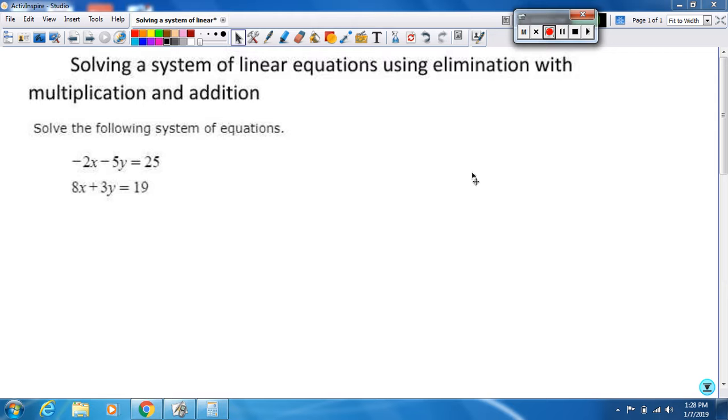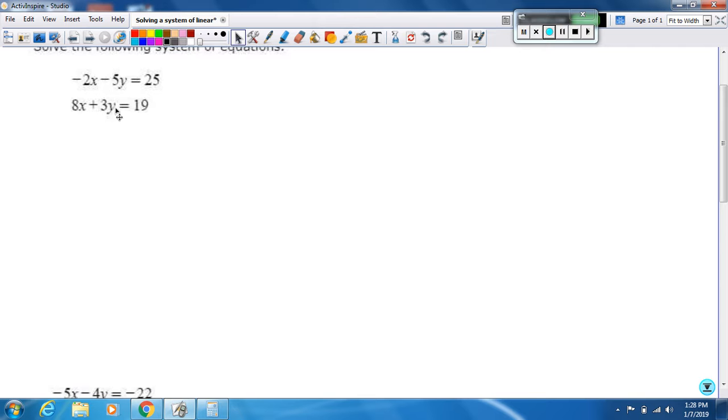I always look for a way where you can force these to eliminate if you're going to add in columns. What I mean by that is if we take this whole top equation and multiply it by 4, that's going to cause the x's to cancel out because this will be a -8 and this will be a +8. So I'm going to multiply everything in that top equation by 4.